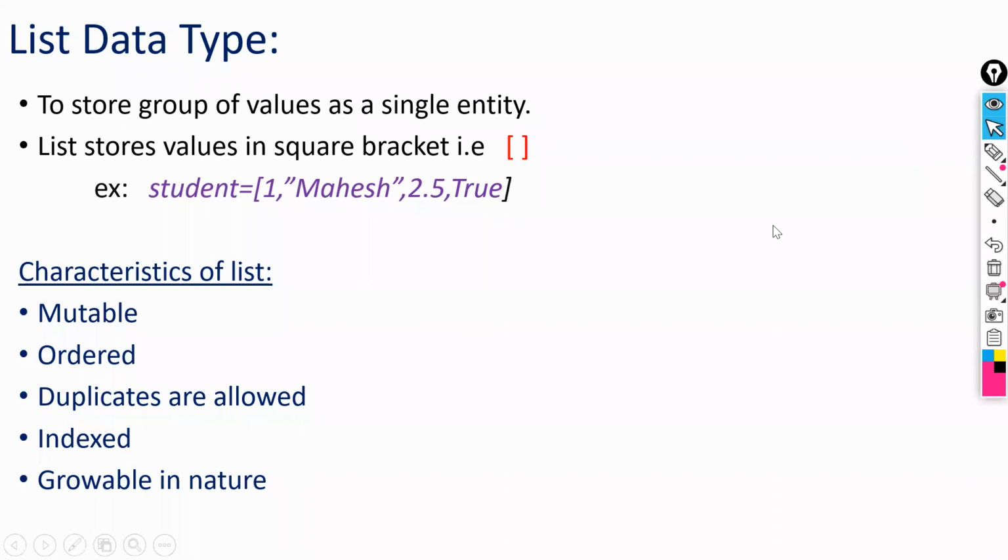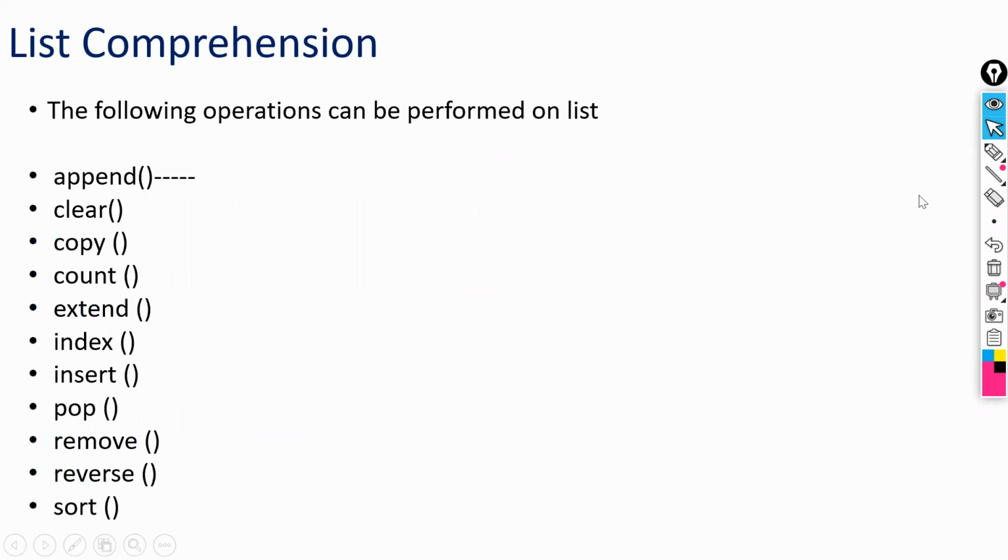And what are the operations we can perform on the list? These are list comprehension, which is one kind of operation we can perform on the list. What are the things you can perform? Append, the most important and useful function.